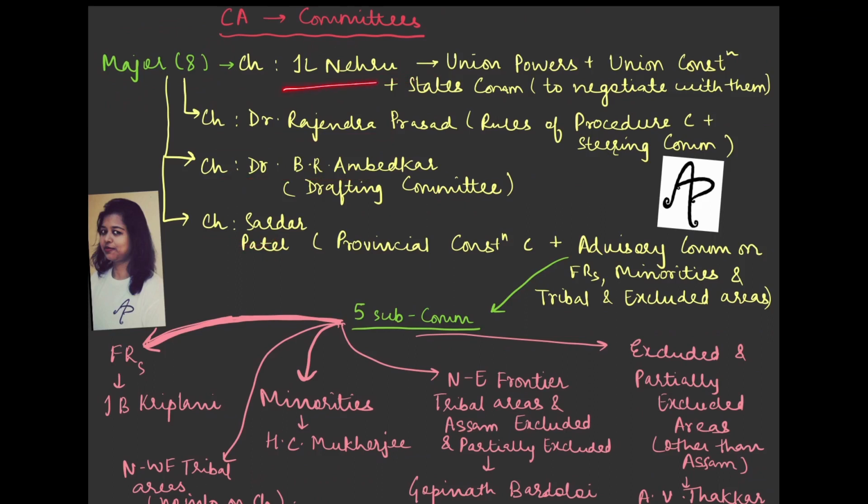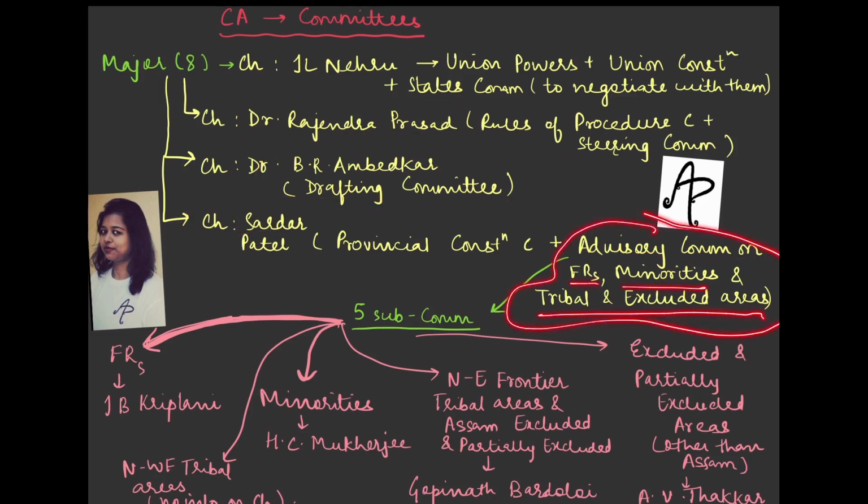So for the time being, when we talk about, let's say, Jawaharlal Nehru, we can remember that okay, he was chairing Union Powers Committee, Union Constitution Committee and States Committee, ताकि स्टेट्स के साथ नेगोशिएट किया जा सके. डॉक्टर राजेंद्र प्रसाद was chairing Rules of Procedure Committee and Steering Committee. Dr. B.R. Ambedkar was chairing Drafting Committee, very important one about which we'll see details also. And Sardar Patel was chairing Provincial Constitutional Committee and Advisory Committee on Fundamental Rights, Minorities and Tribal and Excluded Areas, which makes it 8 of the committees. Okay? So these are the major ones only.